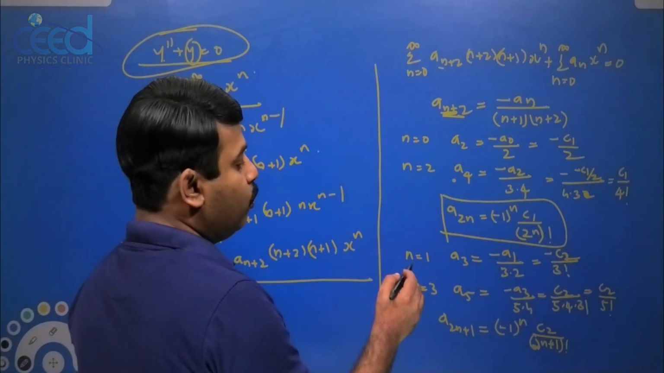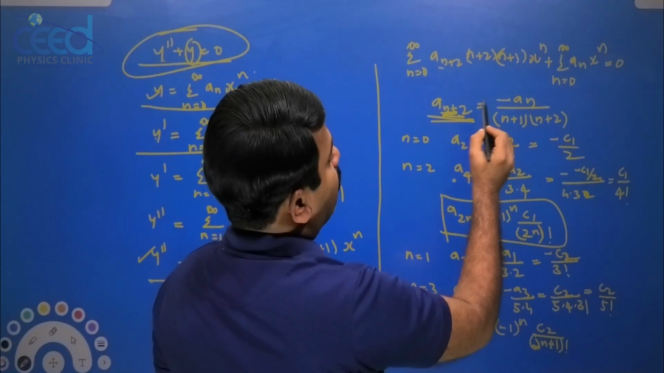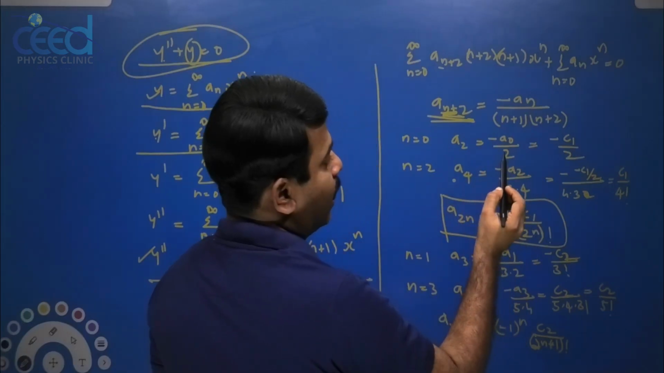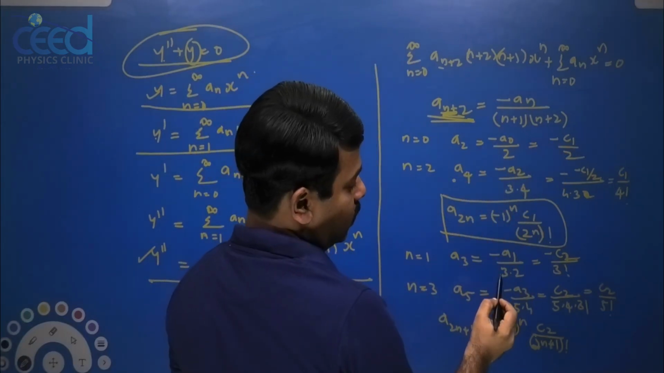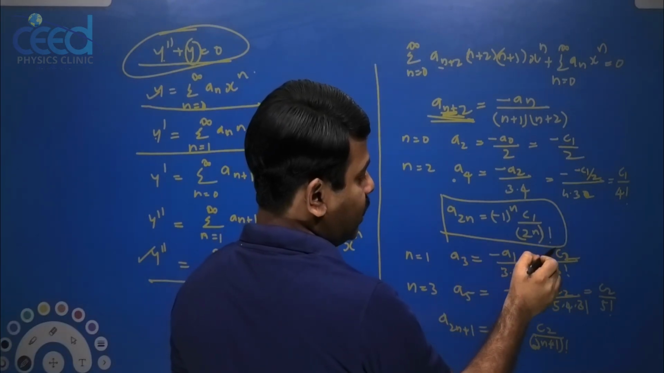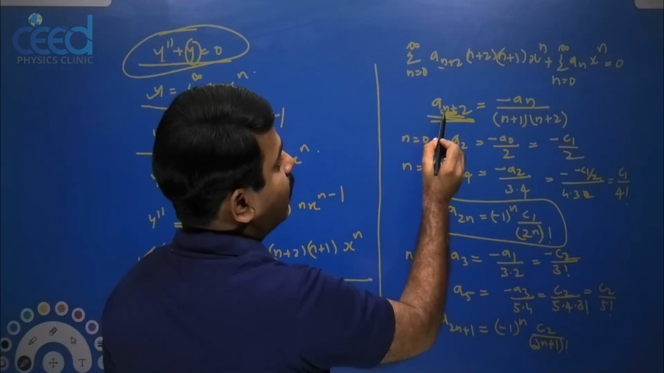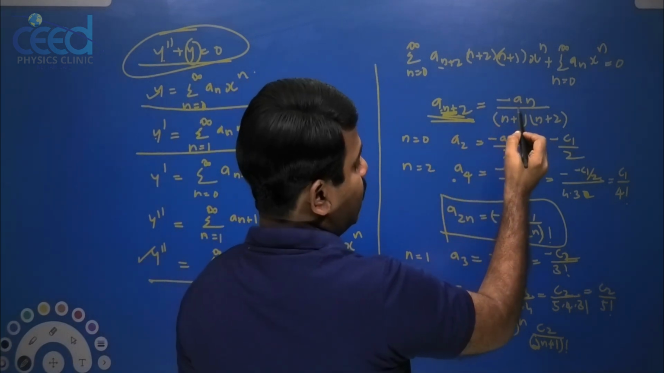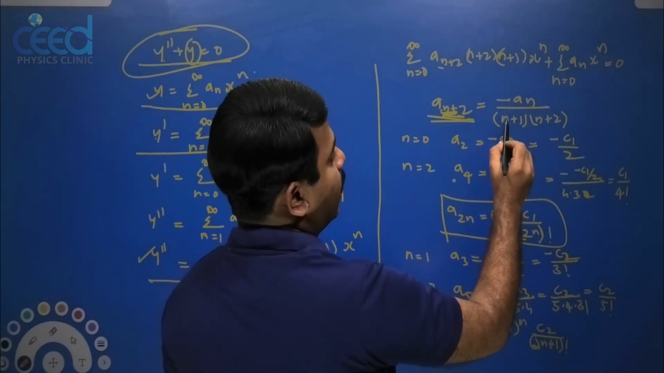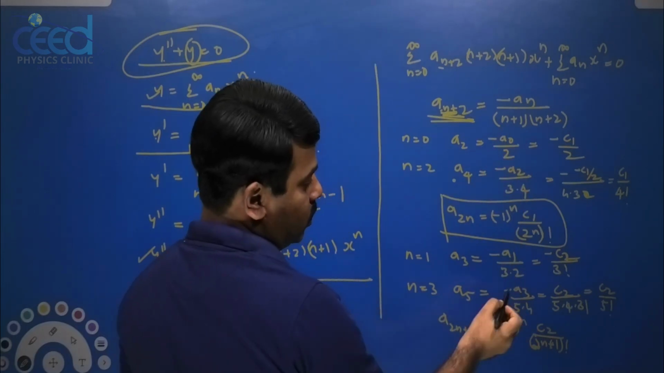Now similarly put n equal to 1 in this expression, then you get a3. A3 with n equal to 1 is minus a1 divided by 3 into 2. Say a1 is another constant c2, then a3 is minus c2 divided by 3 into 2, that is 3 factorial. Now put n equal to 3 here, 3 plus 2 is 5, 3 plus 1 is 4, then minus a3 divided by 5 into 4.